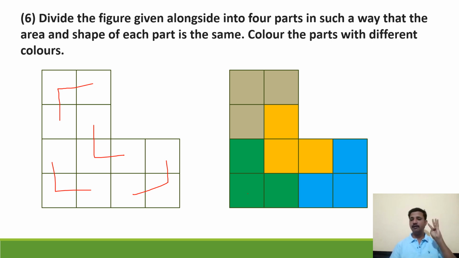Perimeter of rectangle, perimeter of square, area of rectangle, and area of square. What is the perimeter of rectangle? 2 multiply length plus 2 multiply breadth. What is the perimeter of square? 4 multiply side. What is the area of rectangle? Length multiply breadth. And what is the area of square? It is side multiply side.